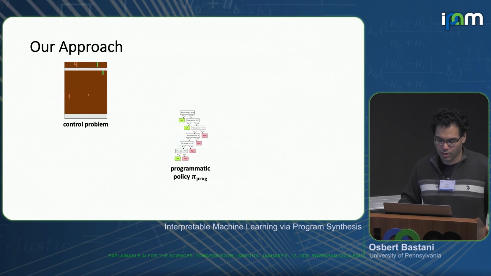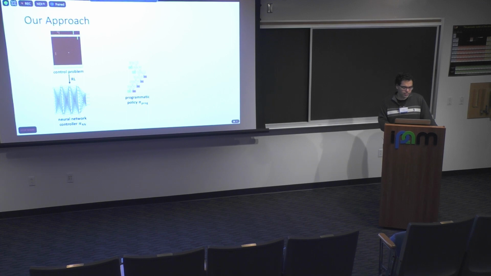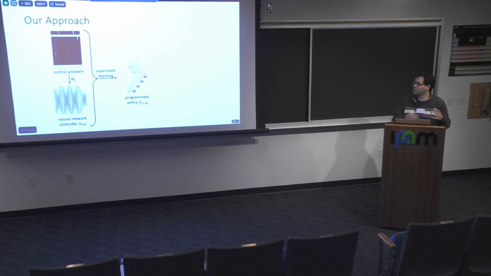So we've been doing a lot of work on reducing this reinforcement learning problem to a supervised learning problem. The basic strategy is that you can use reinforcement learning to train the neural network control policy, and this reduces the learning problem to a supervised learning problem via a technique known as imitation learning. Basically, we can use the neural network to generate labeled states and then use that to train the programmatic policy using your favorite program synthesis algorithm.